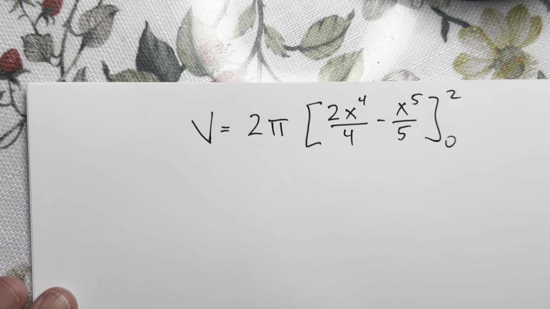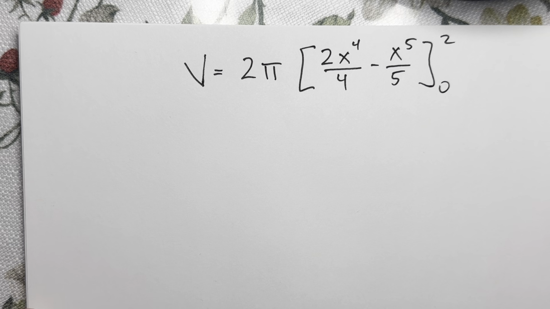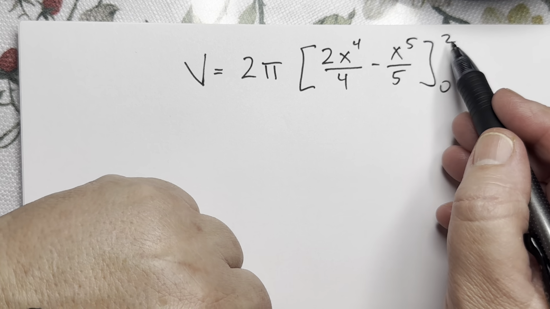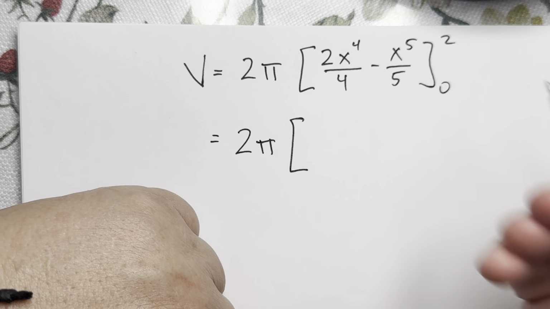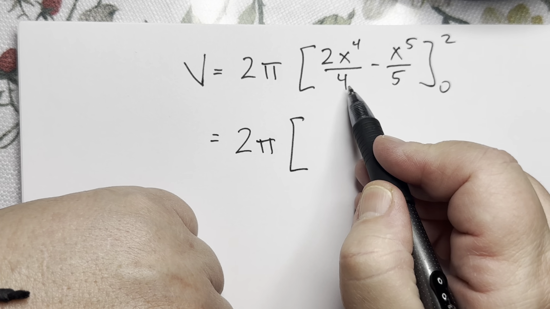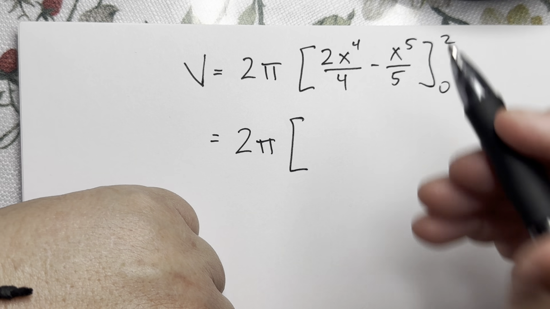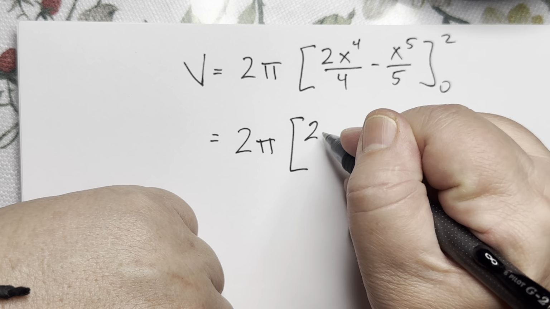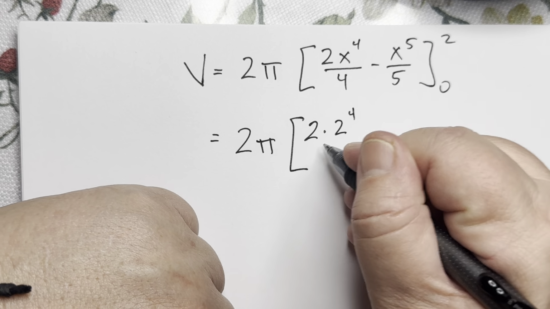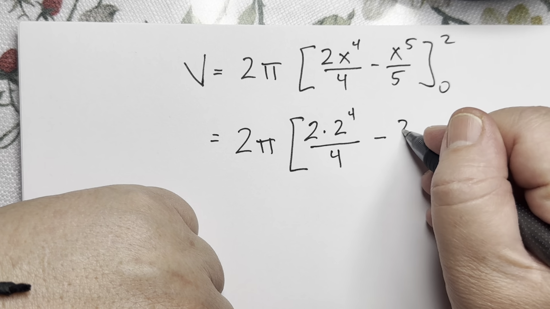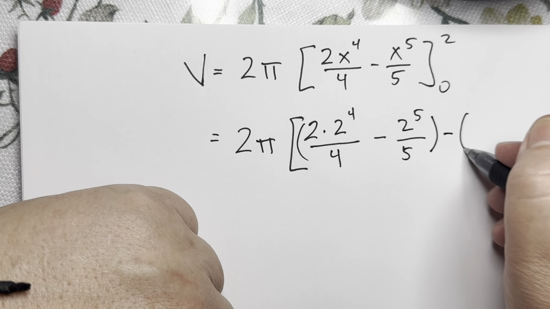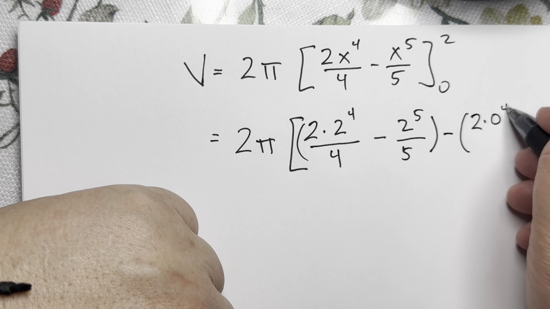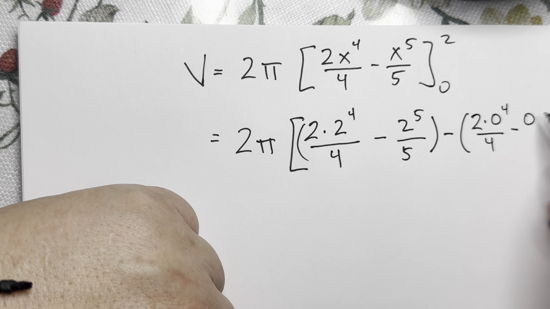And so now what? What do we do with that? So now all I do is I evaluate this at 2 and at 0. So this is going to be 2 pi times. Now, you could go ahead and cancel this. I'm just going to worry about it when I sort it all out later. So this is going to be 2 times 2 to the 4 all over 4 minus 2 to the 5th over 5. And I'm going to subtract 2 times 0 to the 4th over 4 minus 0 to the 5th over 5.